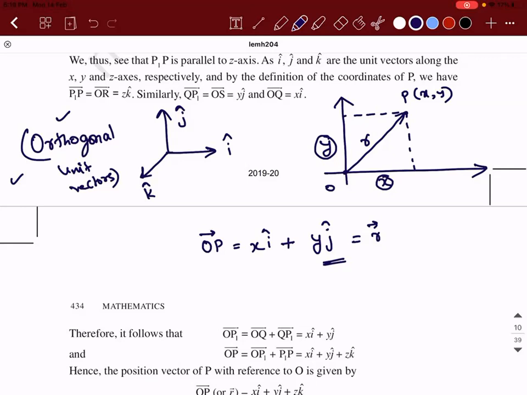Is it clear, guys? Yes, sir. Clear. Okay.